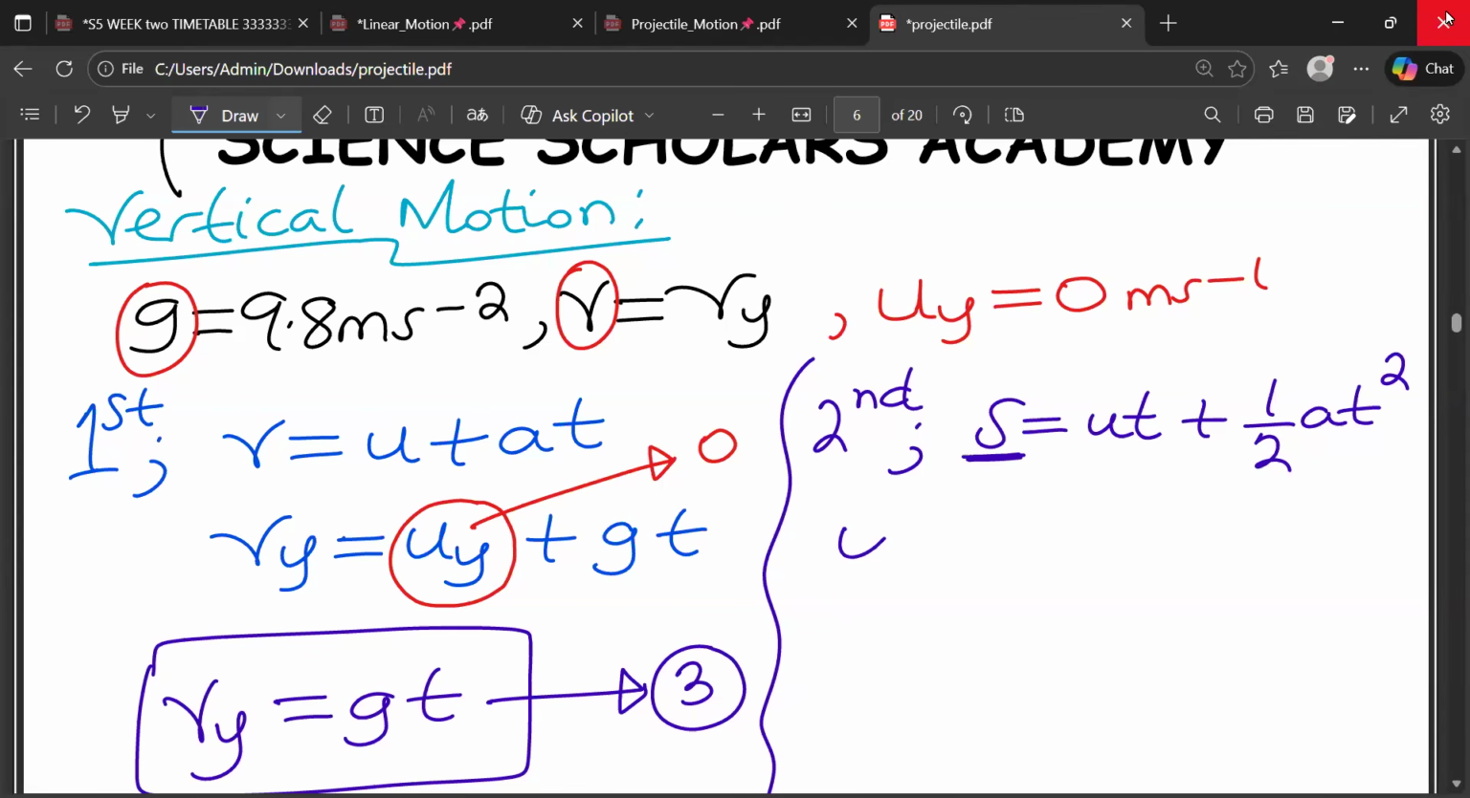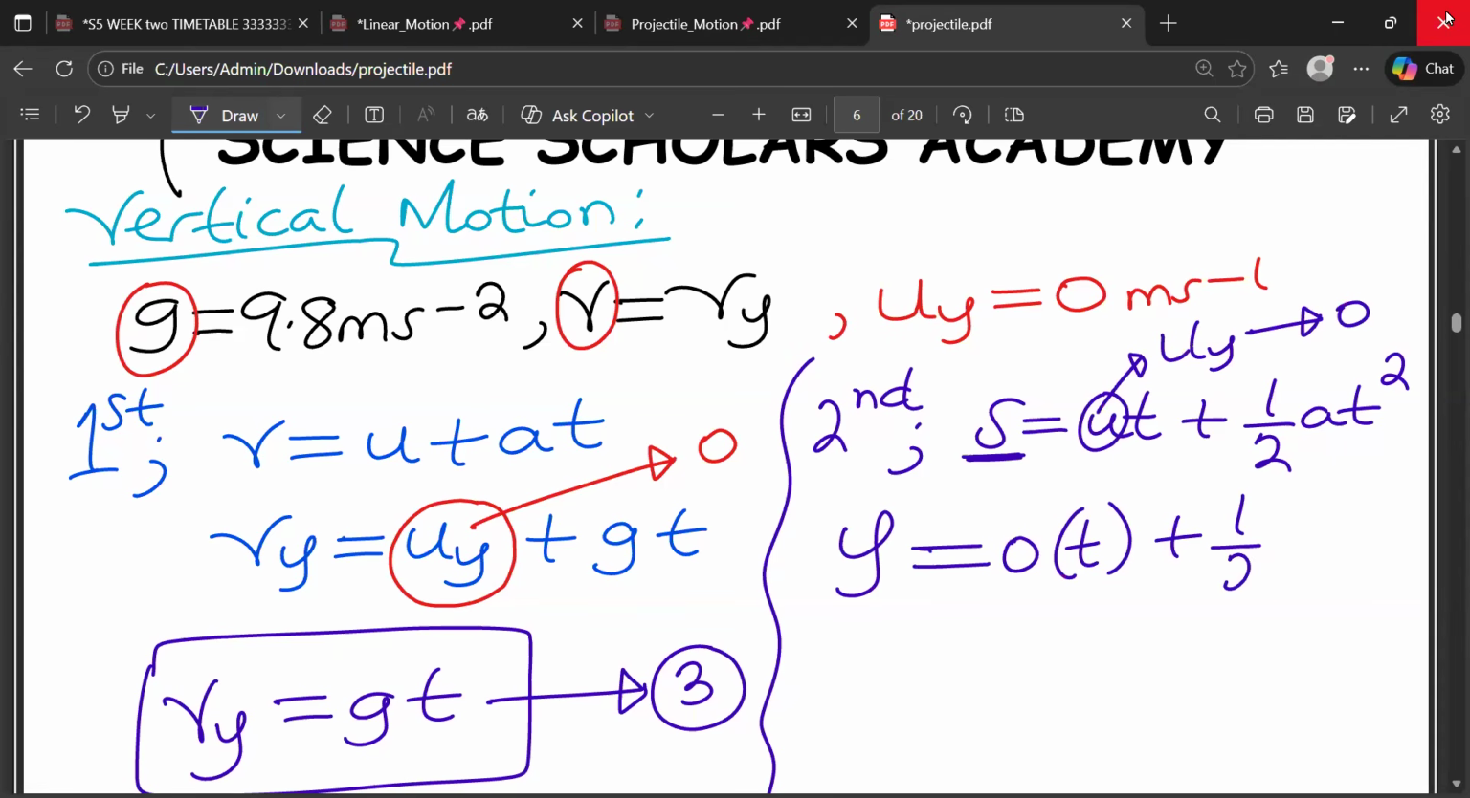y. I told you that displacement along the y-axis, the vertical, is y. Then we are talking of vertical, so this one is the Uy, isn't it? But the Uy is 0. So we shall have our 0, we shall have our t, then we shall have our positive g, and our t squared, like that.